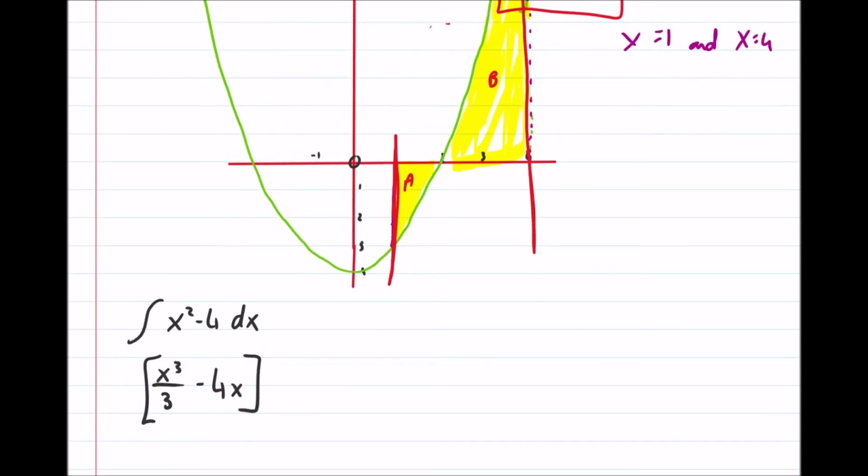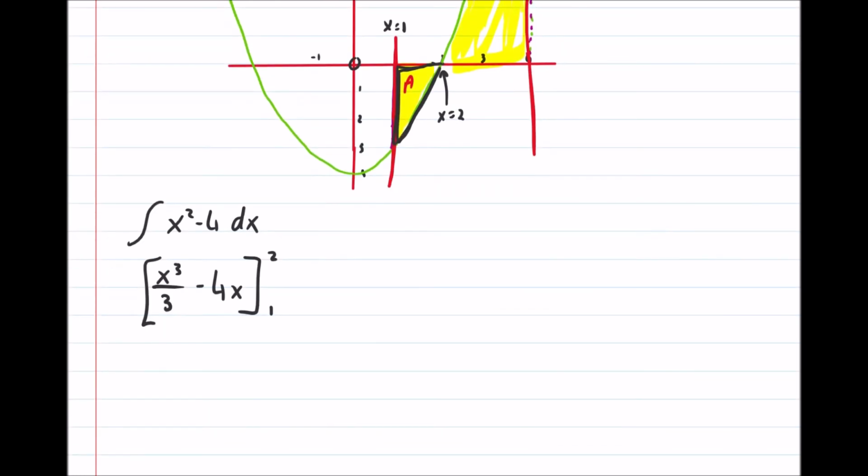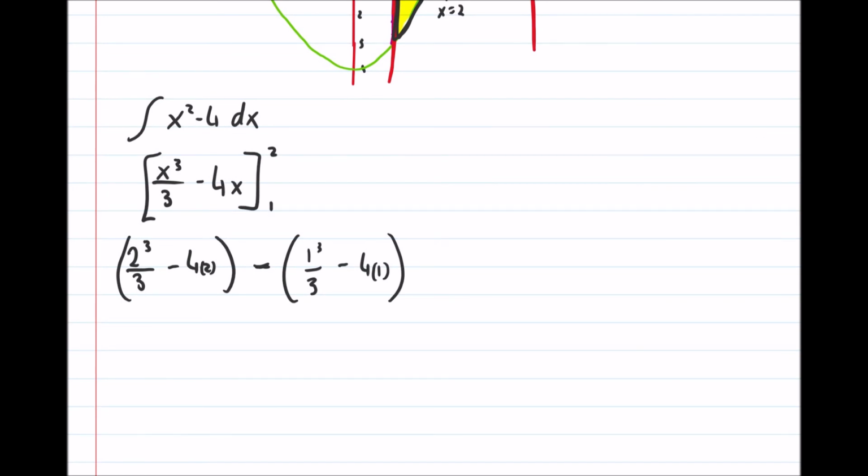So that's it integrated. Now I'll do this bit first, this area A. So this area A starts at x equals 1 and finishes at x equals 2. So I have to do that. Okay, so let's get the area of that first. And that would be 2 cubed over 3 minus 4 divided by 2. So that's the first bit. Minus, now I'll put 1 in for x. So 1 cubed over 3 minus 4 ones.